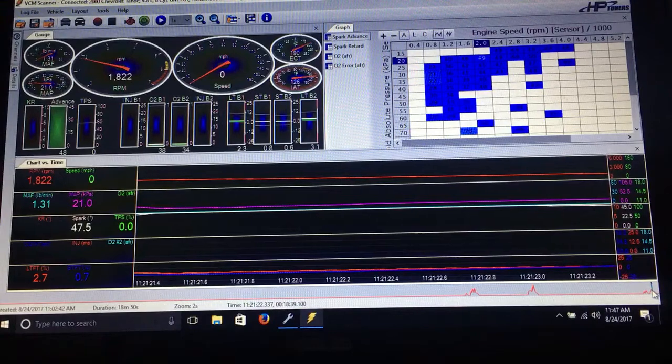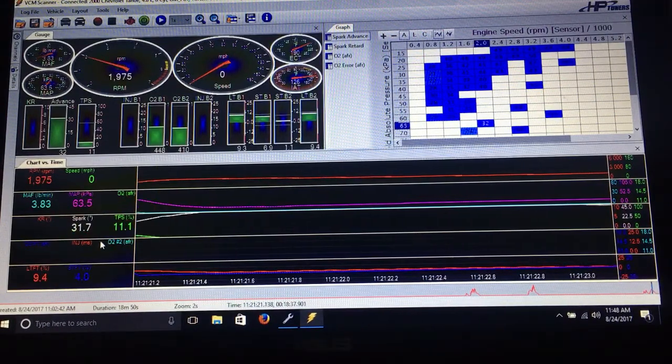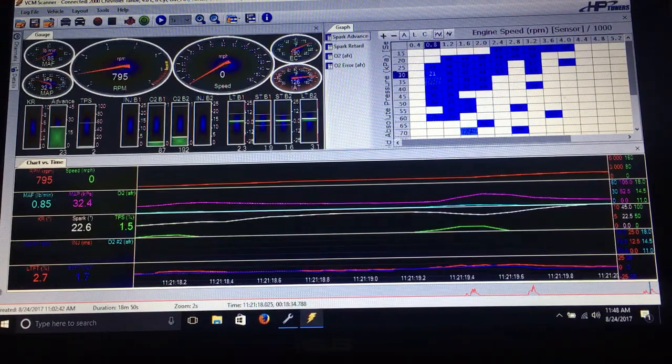Well, I'm a little bit concerned with some of the information I recorded on my data log. Now keep in mind, this is all just idling and revving. I don't think I revved it above, I want to say 4,000 at any point. But here's what I'm worried about.